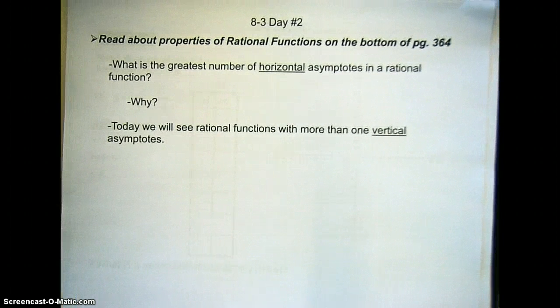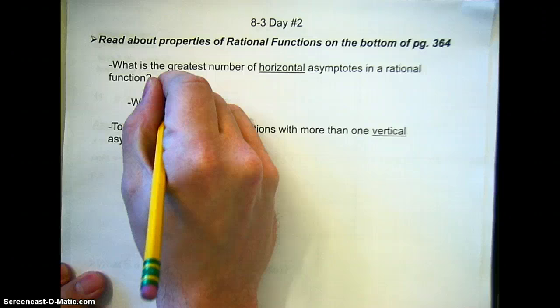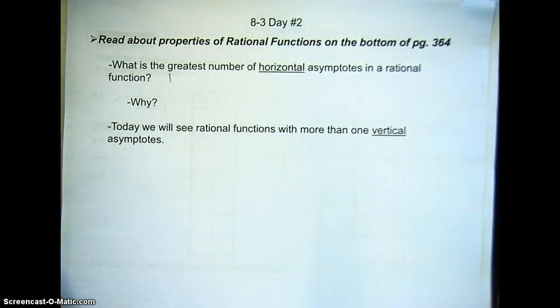So, what's the greatest number of horizontal asymptotes in a rational function? Dustin? One. Why? Sid? Otherwise it's not an asymptote, because an asymptote is a line, and if you had more than one, it would be two separate lines. Okay. We're going to see today that you could have more than one vertical asymptote. There's a specific reason, though, why we can only have one horizontal.